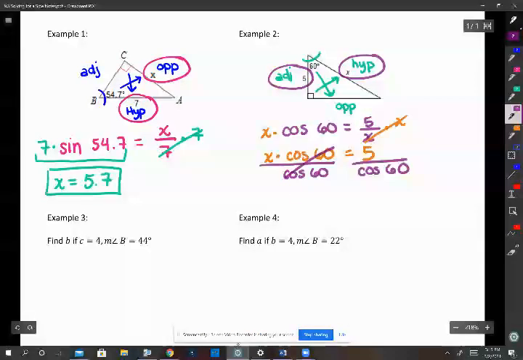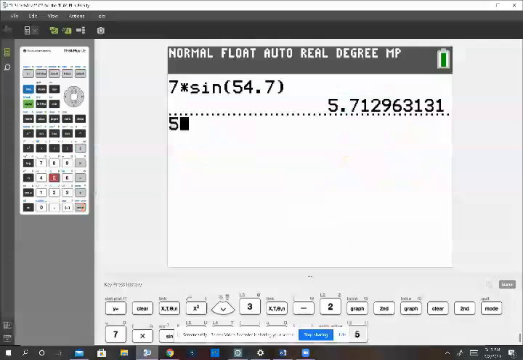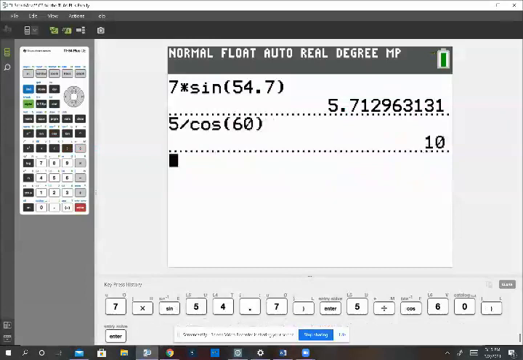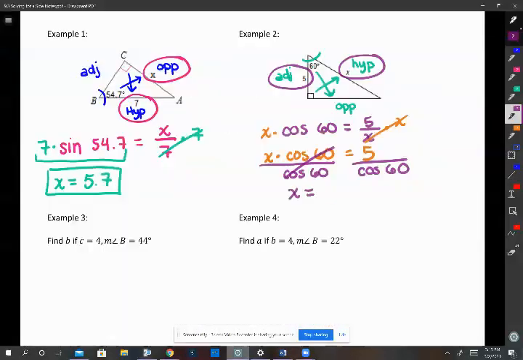This goes away and leaves us an x. And then on our calculator, we're just going to go 5 divided by cosine of 60. Close our parentheses, and we get 10. So my solution is 10 for that one. And because that came out nice and clean, I don't have to worry about trying to round it at all. It's just a nice clean answer.